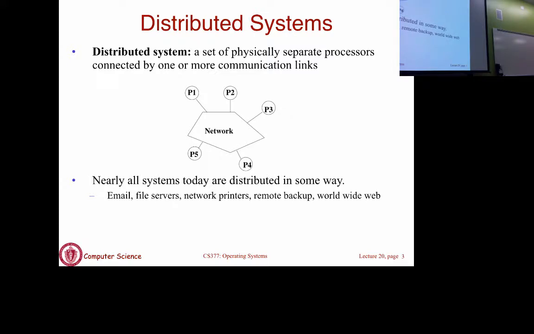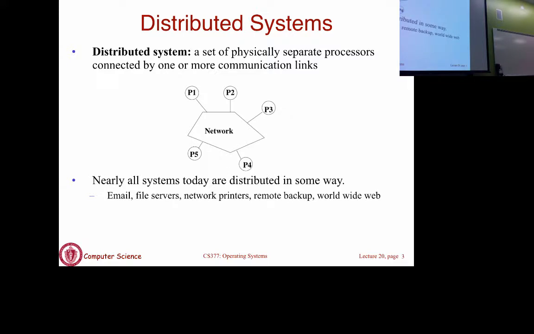So what is a distributed system? Here's a definition and there's a picture there. It is a set of processors that can communicate with one another over a set of communication links. So think of a distributed system as a set of machines that work together over a network to achieve some task. The task is the application that is actually running on these machines.